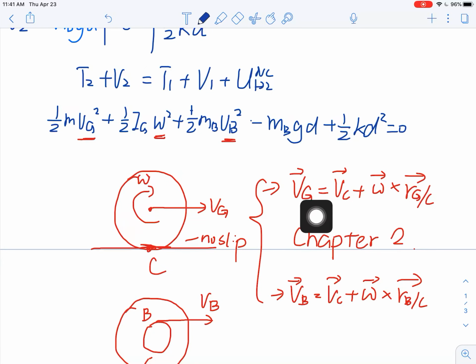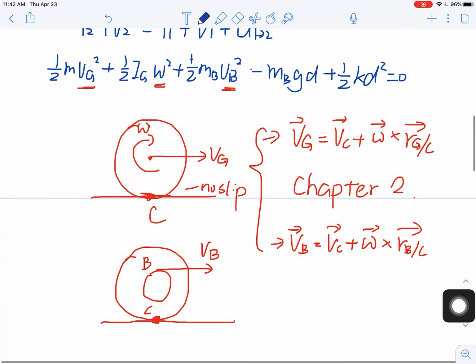The first equation you're going to have is, inside of a rigid body, the disk, v_G, which is the velocity at point G, has a relationship with the contact point, the no-slip point C, and v_G equals v_C plus omega cross product r_G/C.